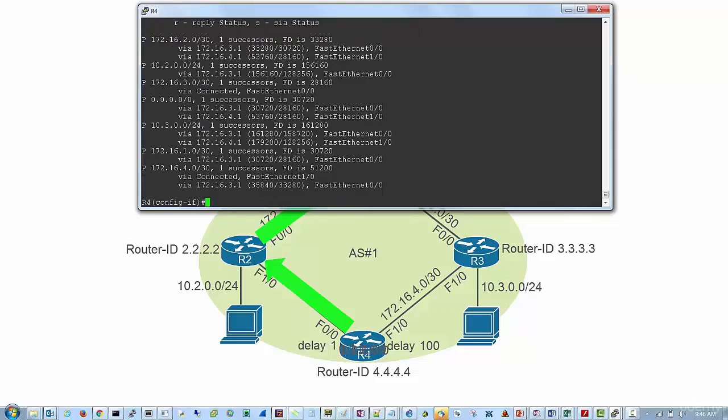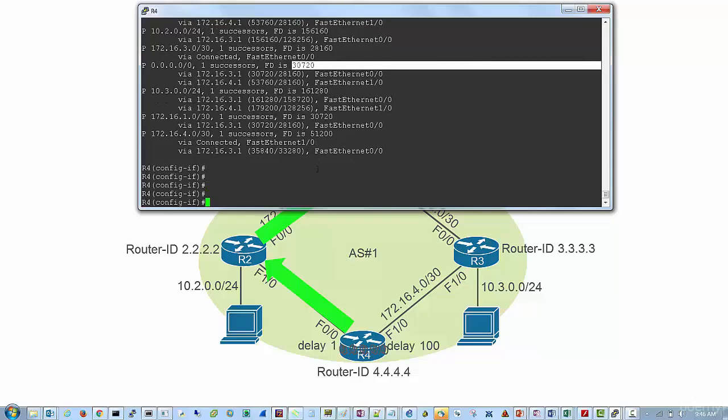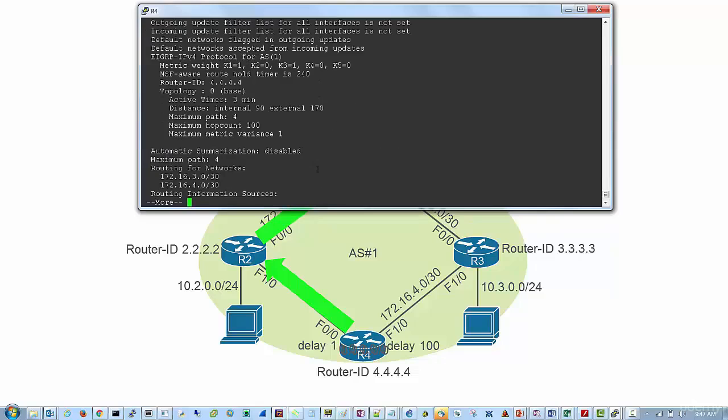So here, now we only have 1 successor because the path via R3 is now a feasible successor path, because it meets the feasible condition of having a reported distance that's less than the successor's feasible distance for that route. One trick you can do with EIGRP, you can actually have EIGRP routers do unequal cost load balancing, and the trick is there's an option called variance that you can see with the show IP protocols output.